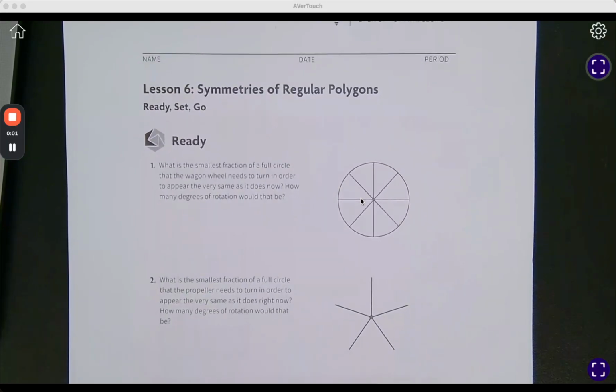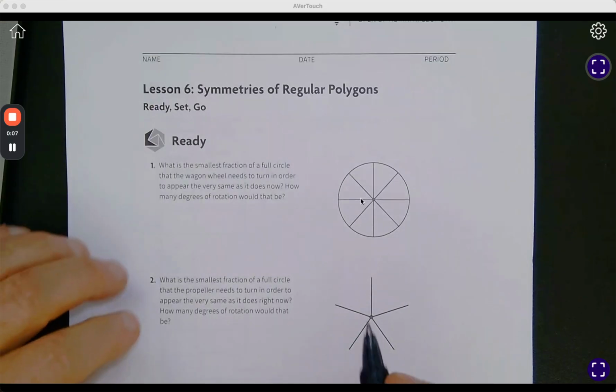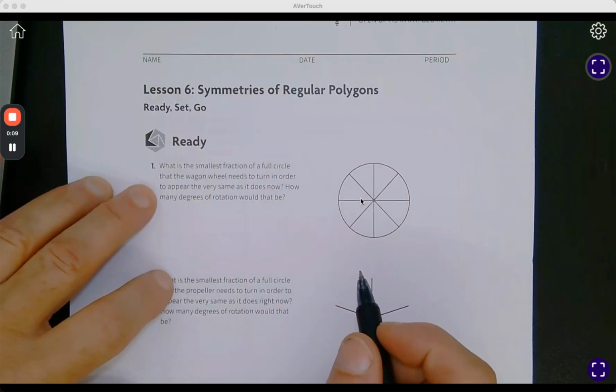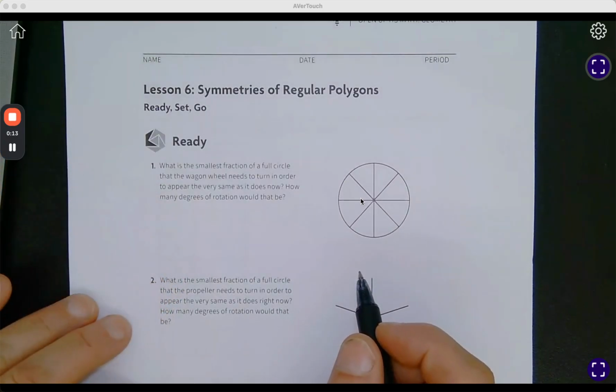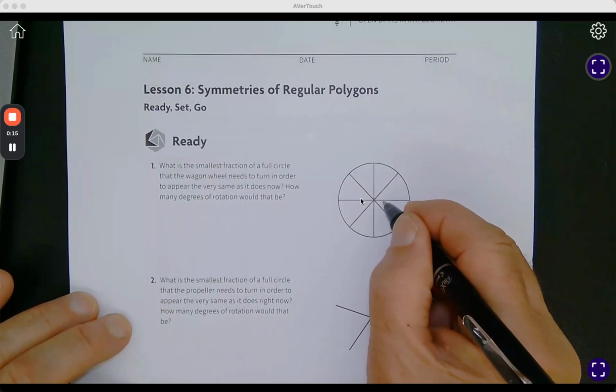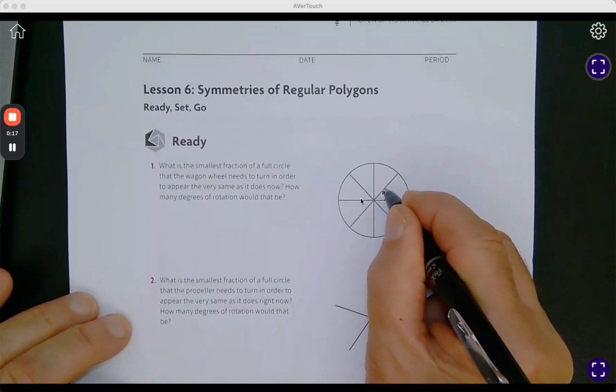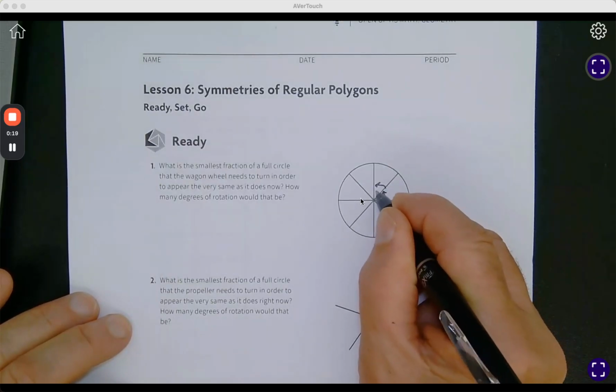All right, here we go with lesson 6, symmetries of regular polygons. Ready, set, let's go. What is the smallest fraction of a circle that the wagon wheel needs to turn in order to appear to be the very same as it does now? Notice all of these angles are the same, so they're all the same degree measure.